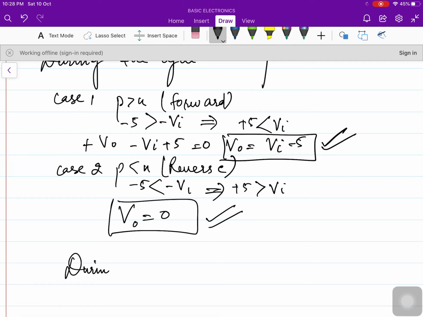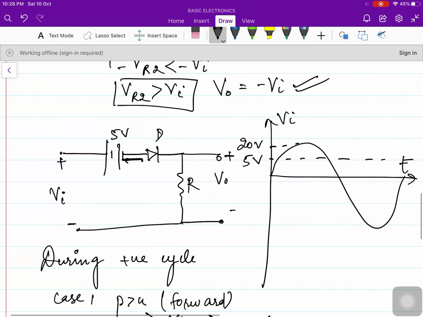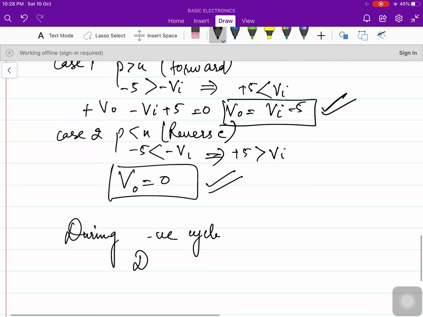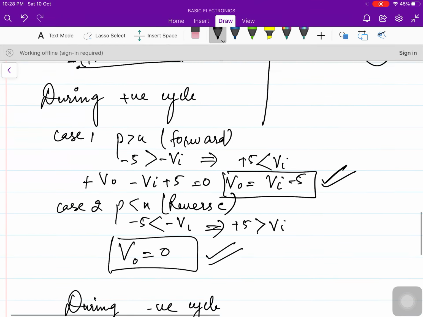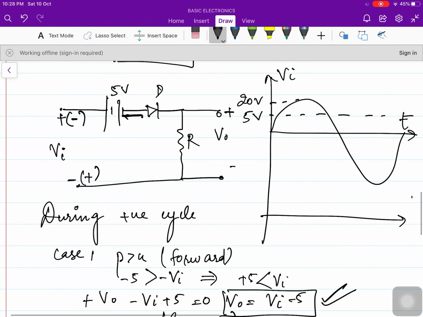Now for the negative half cycle, we will place the signs as minus above and plus below. Now diode P is getting minus and N is getting positive. Diode is directly reversed, and V0 is equal to 0. So these are the answers. Let us now draw the waveform.